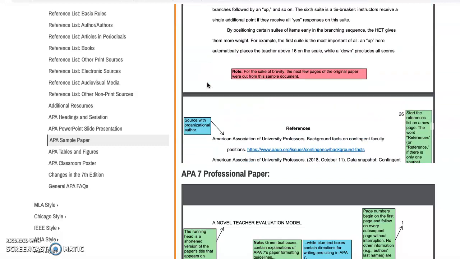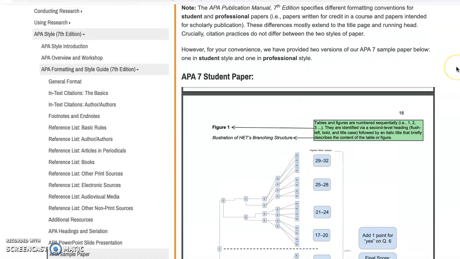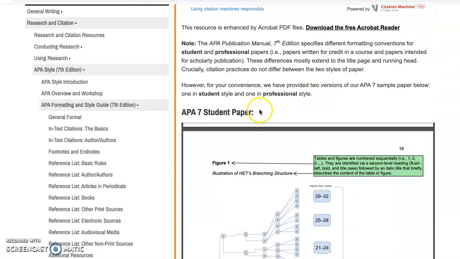All right. Again, we're looking at the student paper. Don't worry about the professional paper because that's not what you're using. Use this site to help you to double check. Go back and look at all the comments that I've put on those references lists in order to help you write and complete that references list as well as the abstract and the title page.